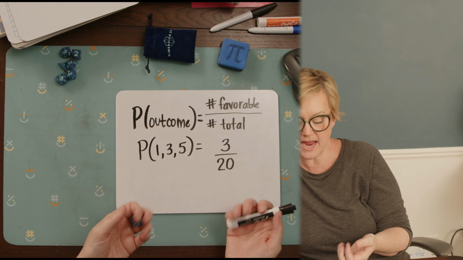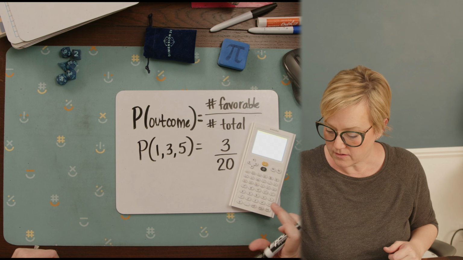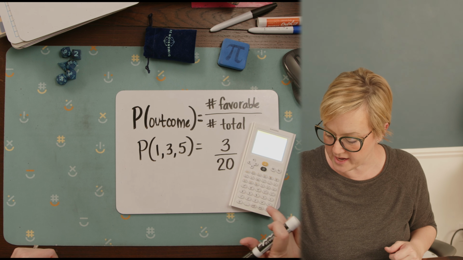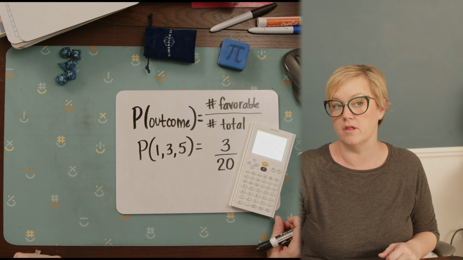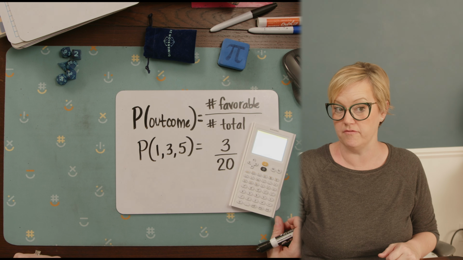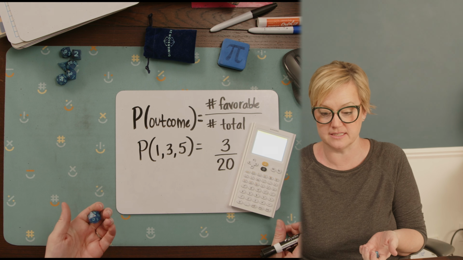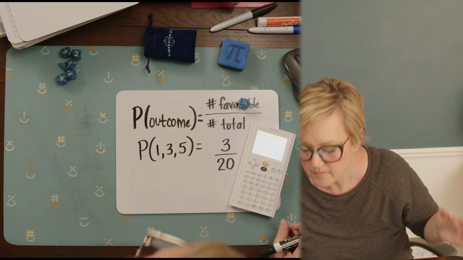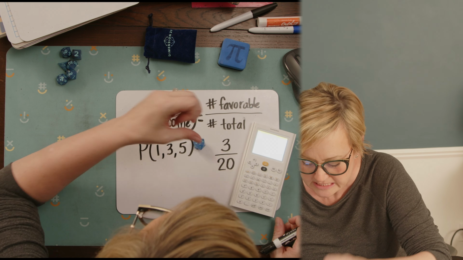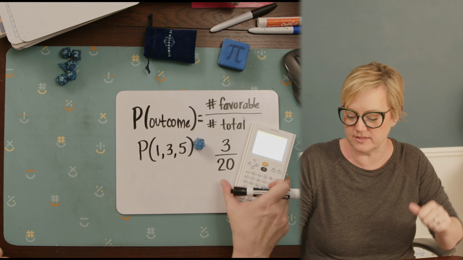So if I roll my dice, it's 3 out of 20, so 3 divided by 20. That is a 15% chance that I'm going to roll a 1, 3, or a 5. I don't know if I really like those odds, but let's roll it. I got a 2. Dang it. So close. Okay.